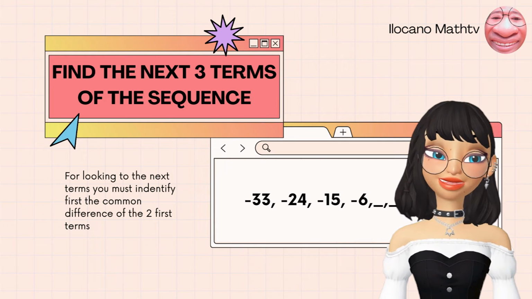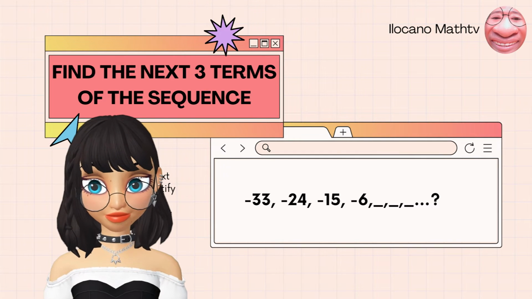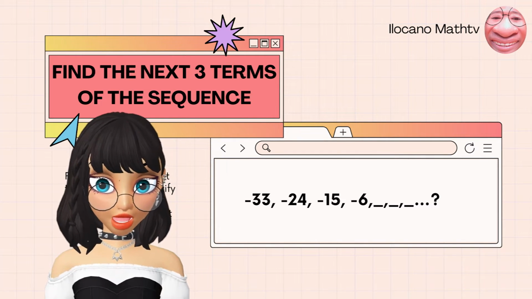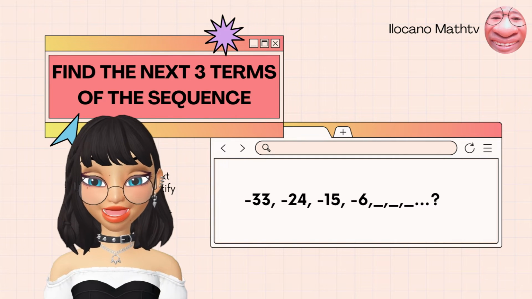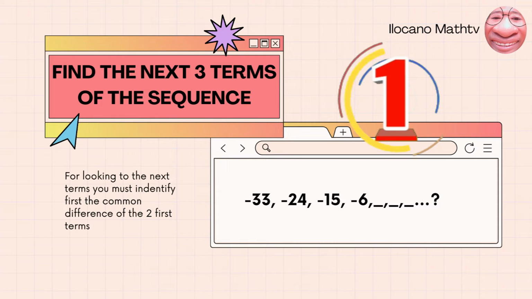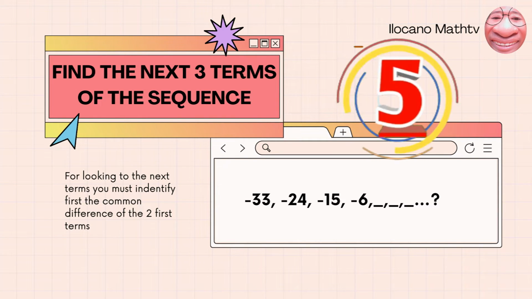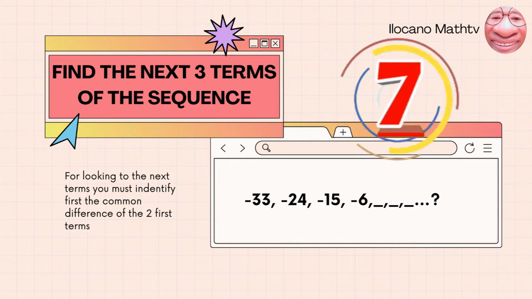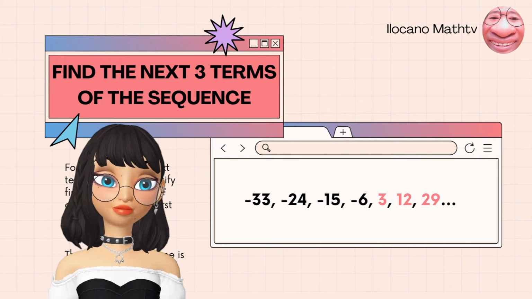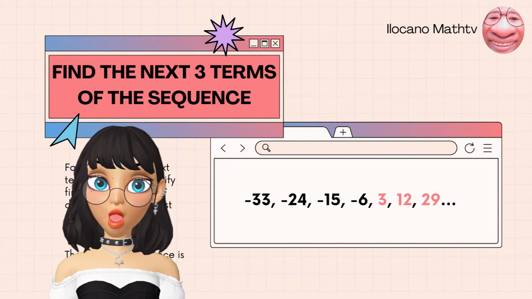Now let's proceed to the second question. Find the next three terms of the sequence. Negative 33, negative 24, negative 15, and negative 6. Your timer starts now. If you answered 3, 12, and 21, you are correct.